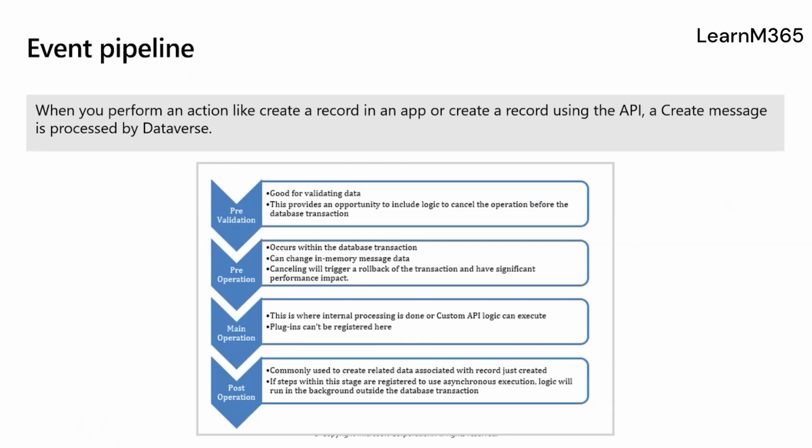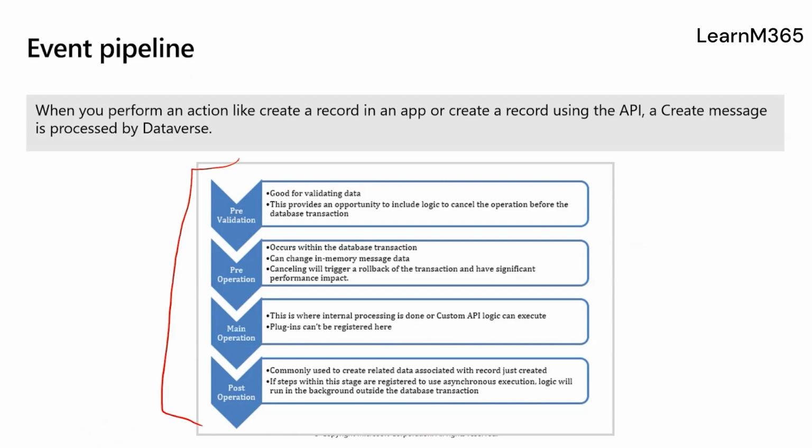When you perform an action like create a record in an app or create a record using API, a create message is processed by Dataverse. The message is processed in the event pipeline. The screen you are looking at represents the event pipeline, which provides a consistent set of stages that the messages go through.